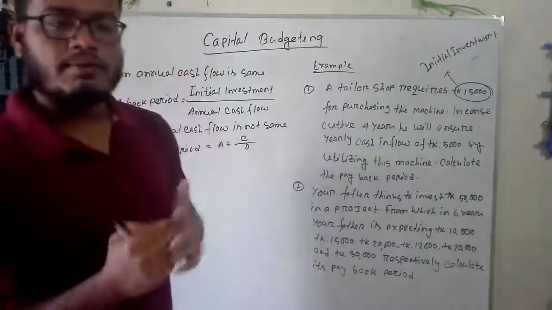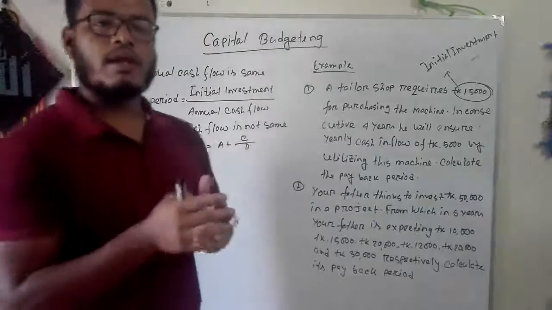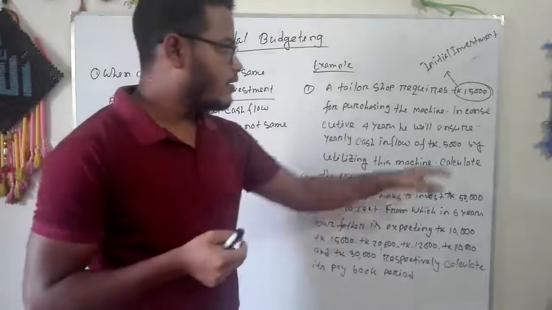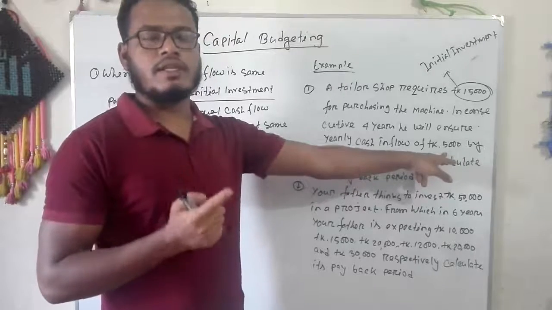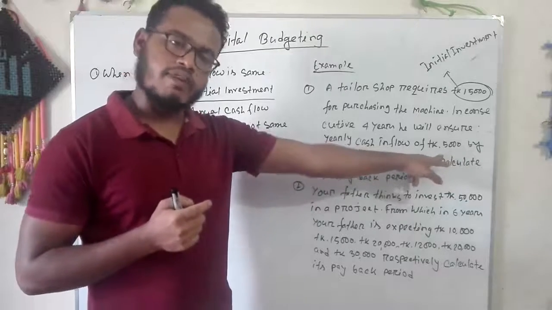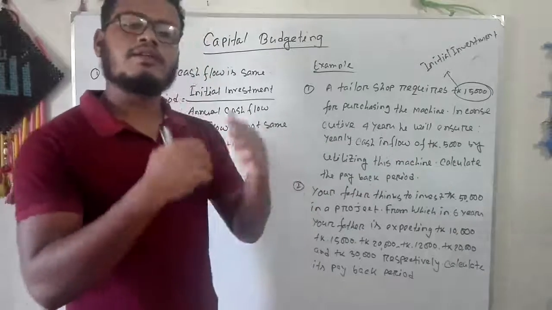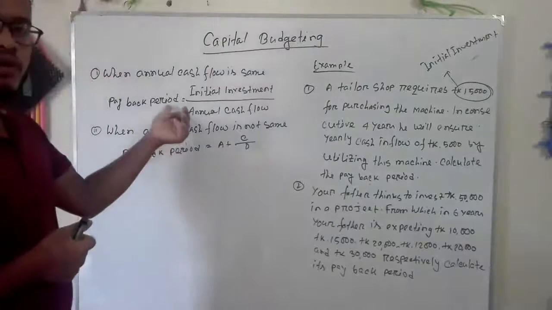So whenever I utilize this machine, I will get 5,000 taka each year. First year I will get 5,000 taka, the second year 5,000 taka, third year, fourth year. I mean each year the cash inflow is the same. For this reason I am applying the first formula.